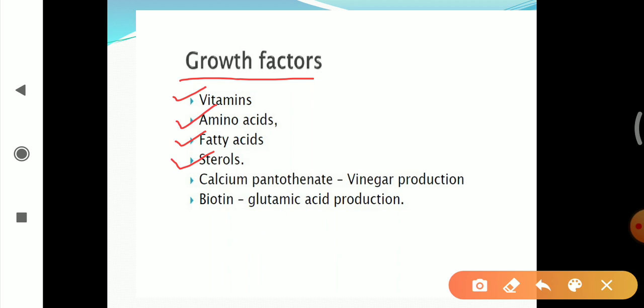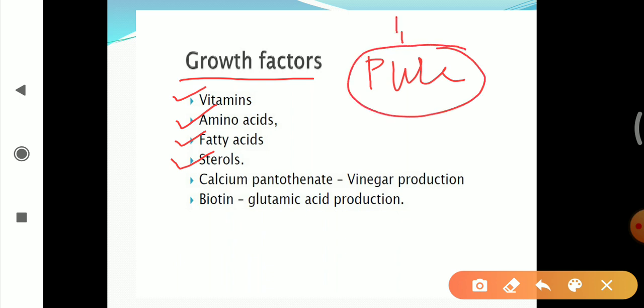If in an industry we are producing some product and there is a requirement of only one vitamin, it is more economical to add a pure vitamin, instead of using a cheaper multiple-vitamin source.